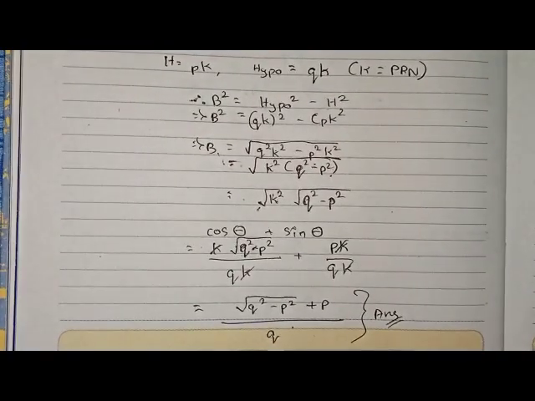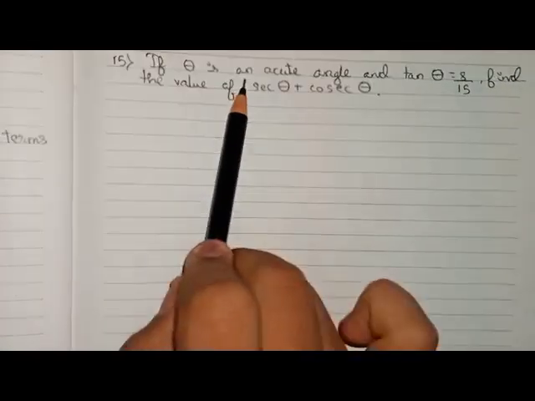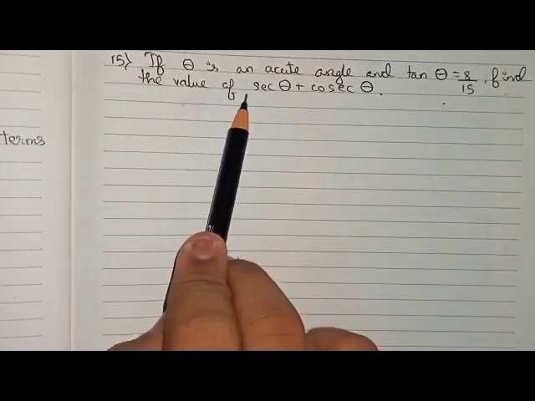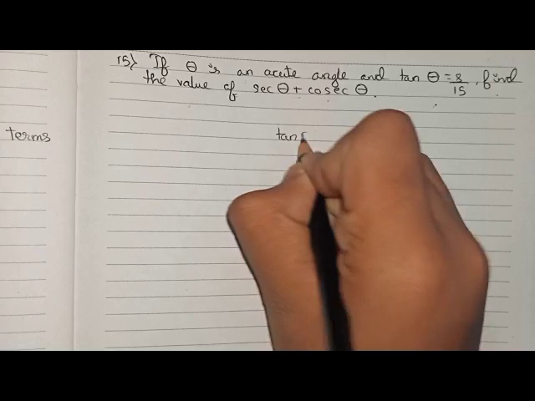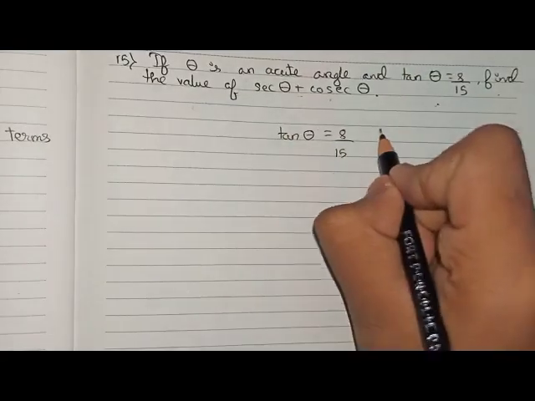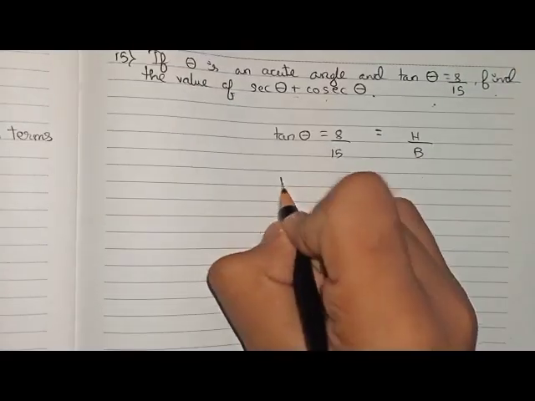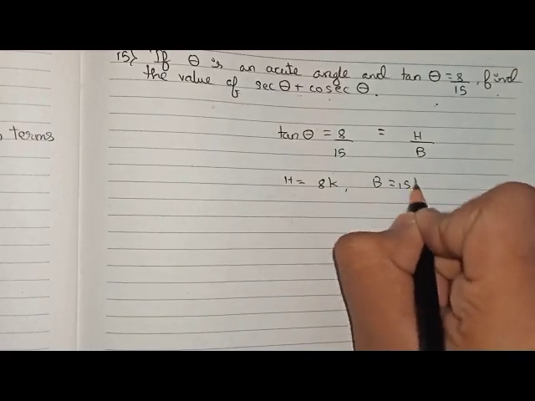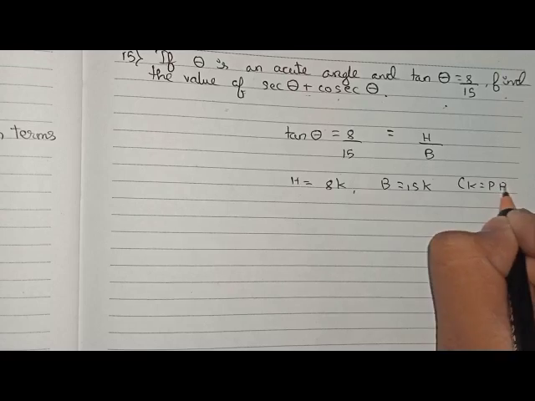So let's move on to our next question. Question number 15. If theta is an acute angle and tan theta is equal to 8 by 15, find the value of sec theta plus cosec theta. So tan theta value is given, tan theta is equal to 8 by 15. So we know tan is height by base. So height is equal to 8k and base is equal to 15k, like the previous questions, where k is a positive real number.